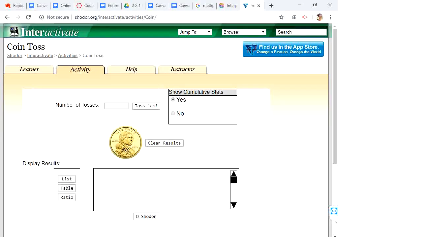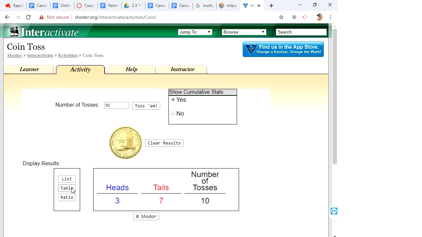So what we're going to do is take a look and see if we can do that on a coin. As you see, I have a website up with a coin toss. I'm going to set the number of tosses, to toss the coin in the air virtually, to 10. I'm going to click on Toss 'em. And I'm going to take a look. Oh, 3 heads, 7 tails, and 10 number of tosses. Were we correct? Even though we guessed 5 and 5, it's not exactly going to happen like that all the time. So let's take a look.